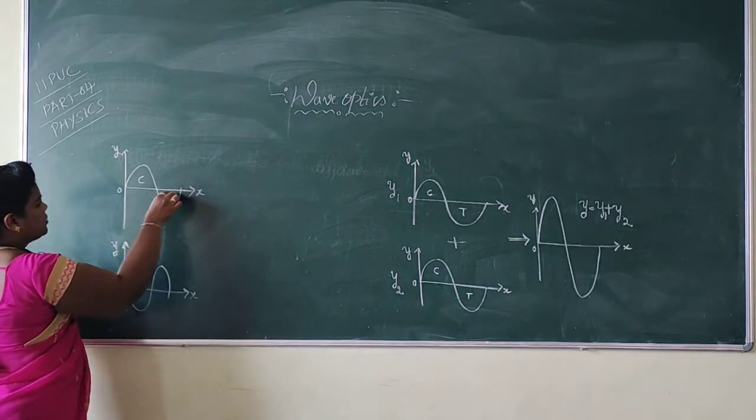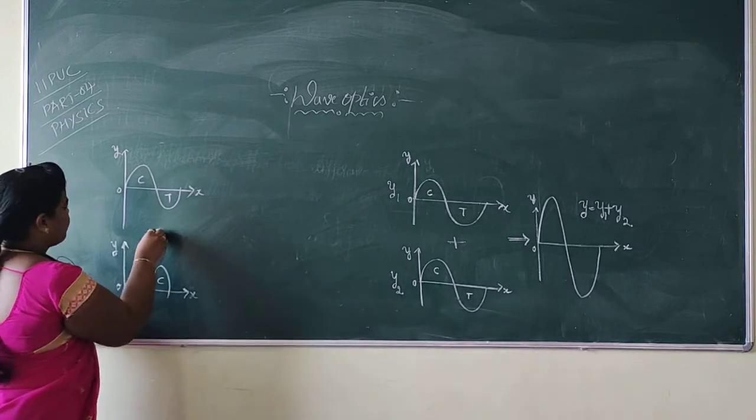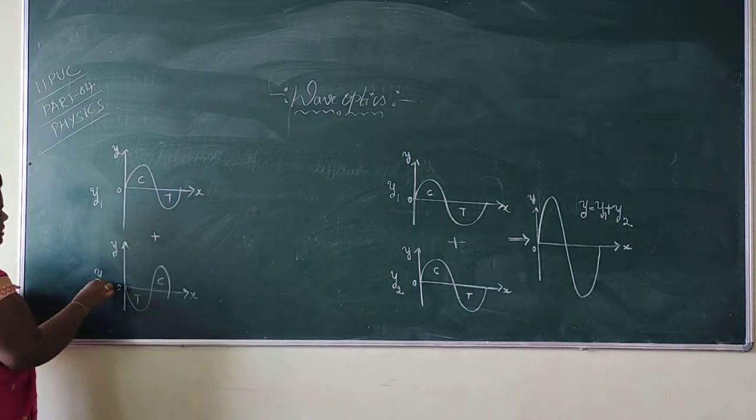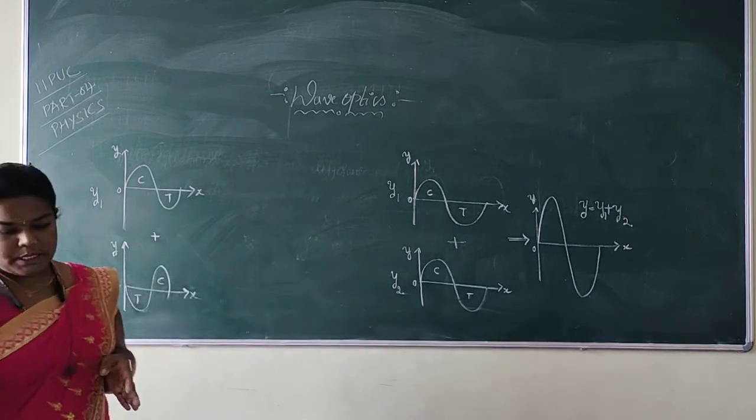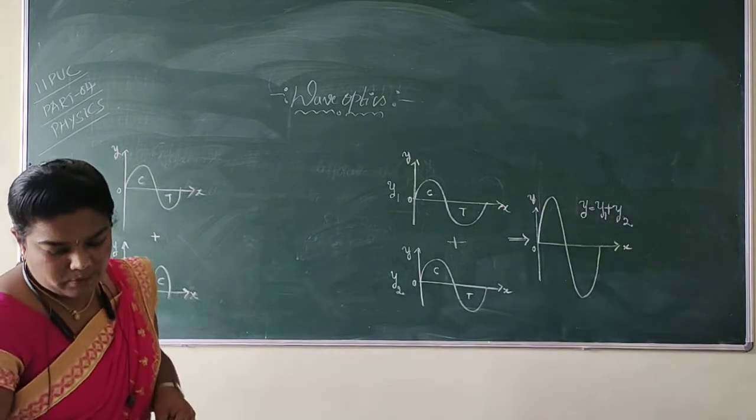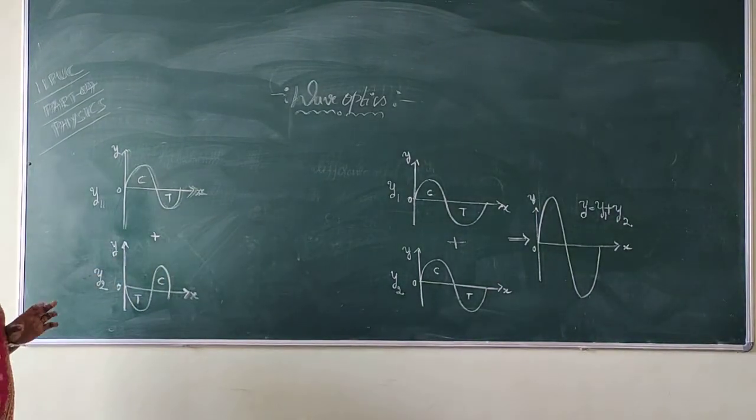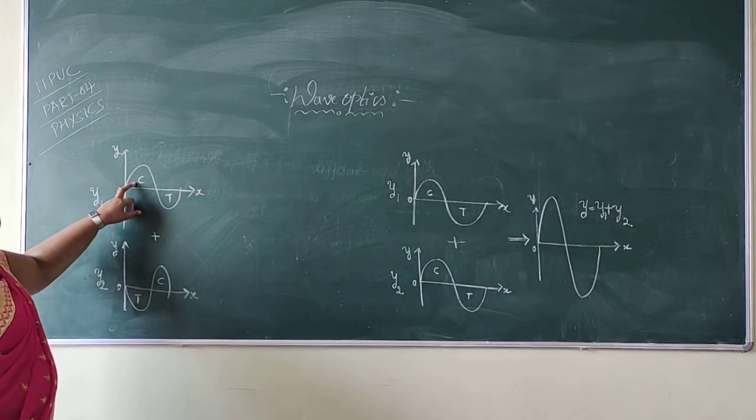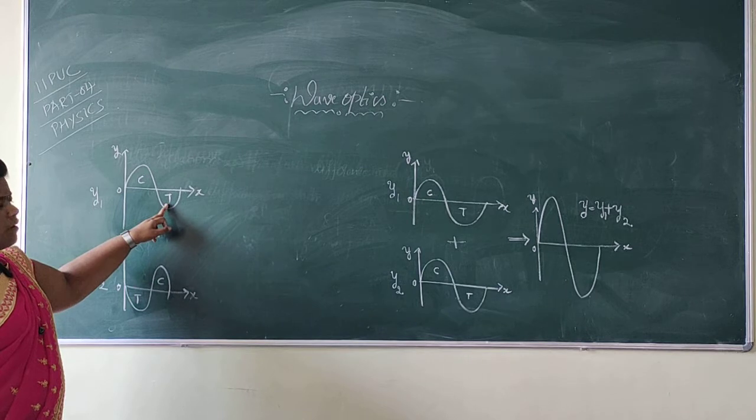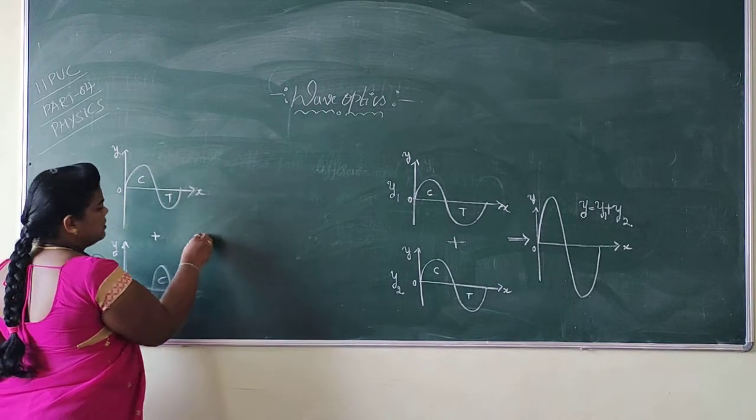Your crest, rough crest. See, in this case what happens? Here again I'm going to write y1 is the displacement of the first wave and y2 is the displacement of the second wave. What happens in this case? Crest of one wave falls on trough of the other wave and the trough of the first wave falls on the crest of the other wave. What happens here?